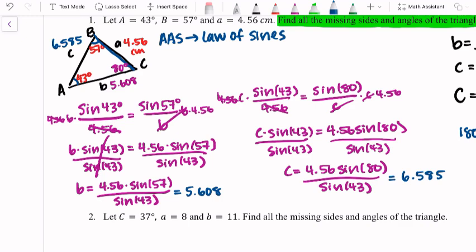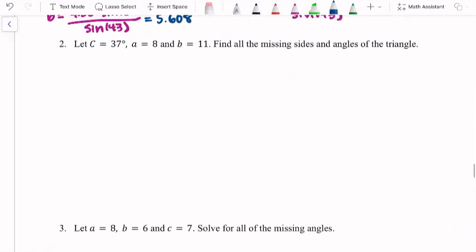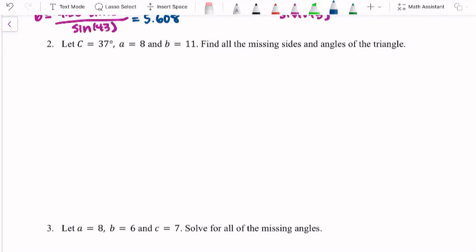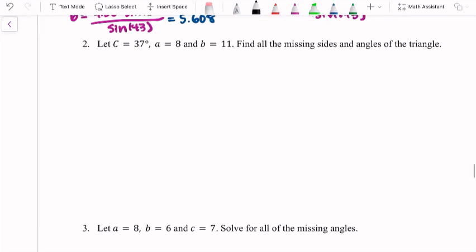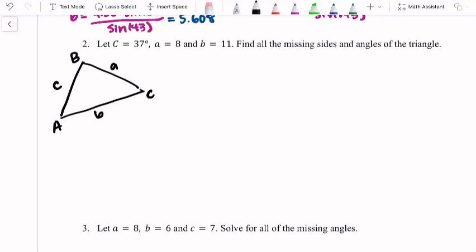All right, we are going to go on to question 2 next. Okay, so question 2, we're going to let C equal 37 degrees. A is equal to 8, and B is equal to 11. We're going to find all the missing sides and angles. Okay, so again, drawing ourselves a picture. Draw a slightly bigger triangle. Okay, so I have A, B, C, A, little b, and little c.